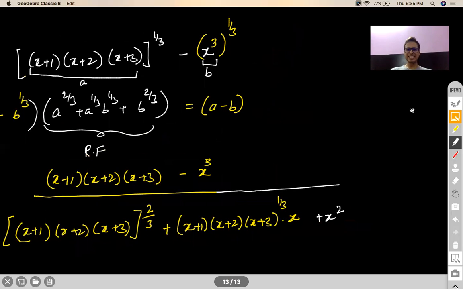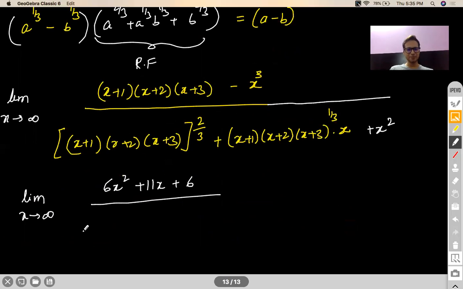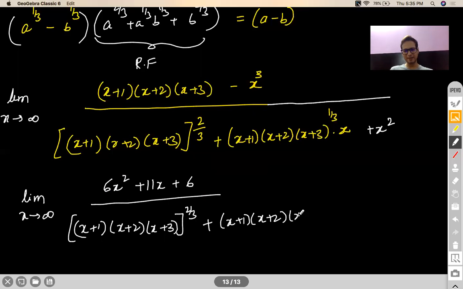Okay. Now, if you expand the numerator, you would realize that your x cube term will get cancelled off and you'll get 6x square plus 11x plus 6. Okay. Please note, the numerator will lose x cube. The numerator will lose x cube. It was whole thing to the power 1.